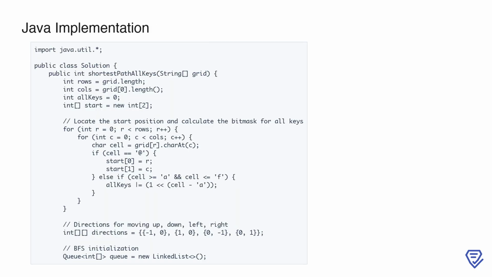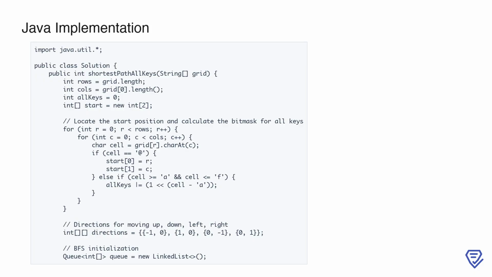To begin our Java implementation, we start by defining the class and method, shortestPathAllKeys. The method takes an array of strings, representing the grid. First, we determine the number of rows and columns in the grid, which will help us navigate through it. We also initialize a bitmask variable, allKeys, to track all the keys we need to collect. Additionally, we define a start array to store the starting position of the player.